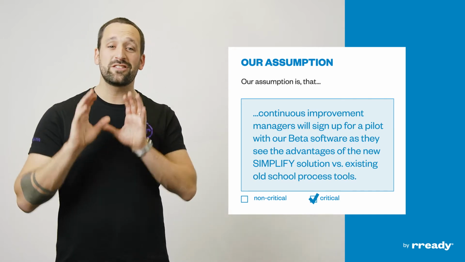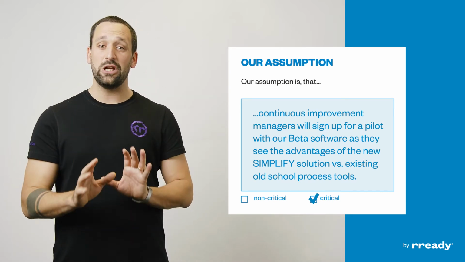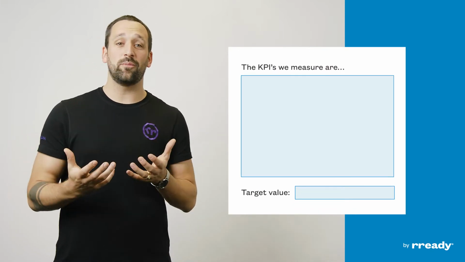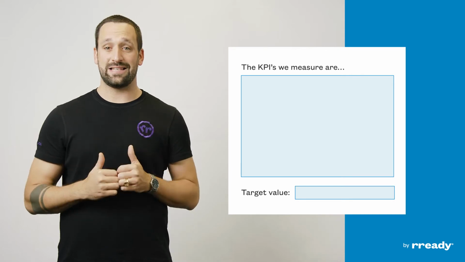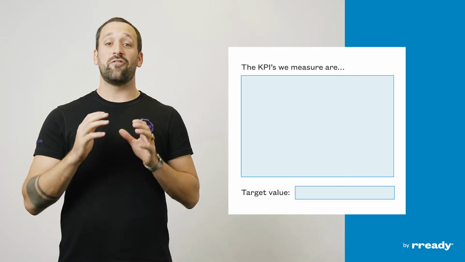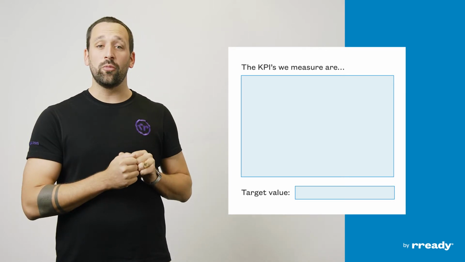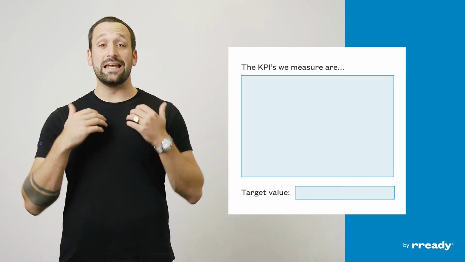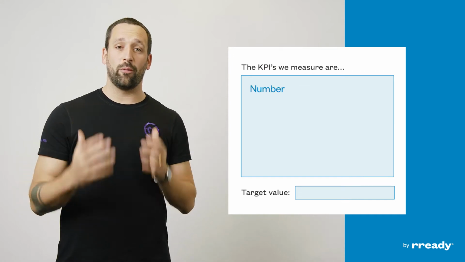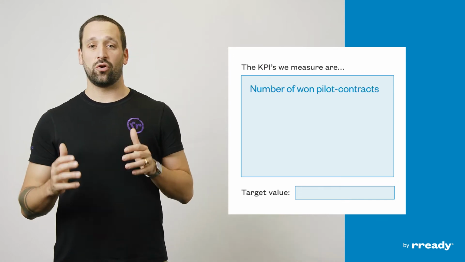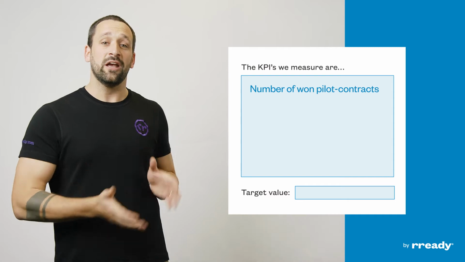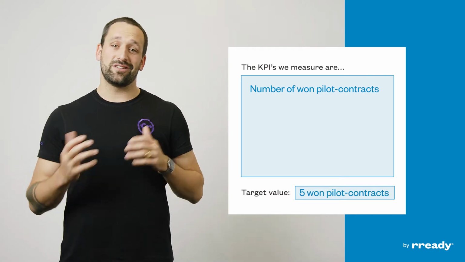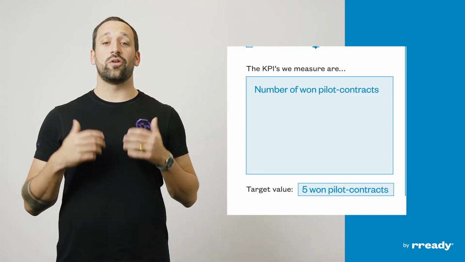Important. Before we start to test the assumption with an experiment, we have to define how we measure if the data that we get from the experiment supports or falsifies our assumption. For that, we think of a metric and we determine a threshold to prove the assumption is correct. In the example, we measure the number of won pilot contracts and set the threshold or success criteria to be 5 won pilot contracts.